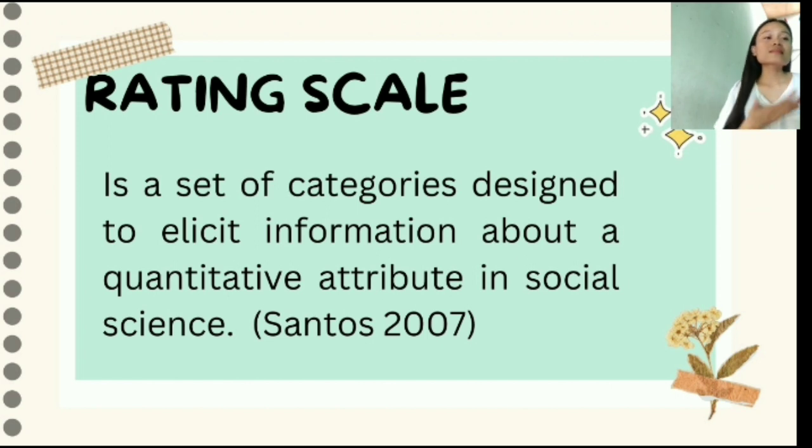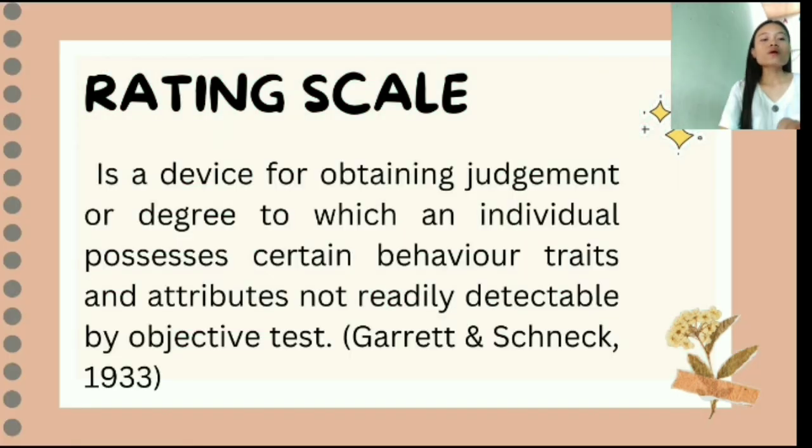So this suggests, class, that the target of a rating scale is an attribute, limiting its function. It also suggests that this attribute can be a form of qualitative and quantitative data. According also to our online resources authored by Garrett and Schicknick, 1933, a rating scale is a device for obtaining judgment of the degree to which an individual possesses certain behavior, traits, and attributes not readily detectable by objective tests.